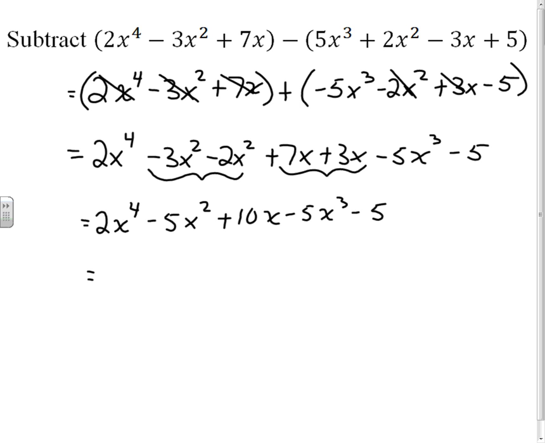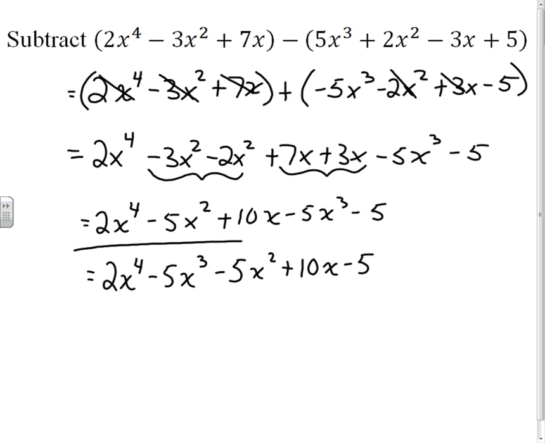The only final thing we want to do is to write this in descending order. So we'll put the negative 5x cubed after the 2x to the fourth. So 2x to the fourth minus 5x cubed minus 5x squared plus 10x minus 5. Okay, we've subtracted the polynomials and we've written the answer in descending order.